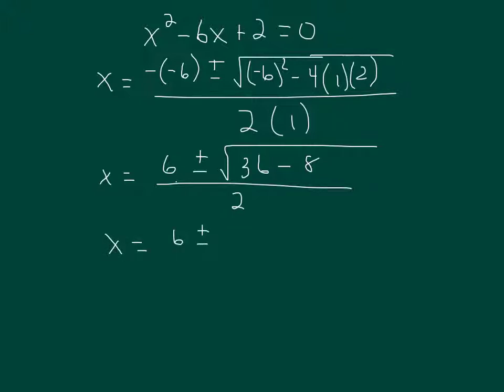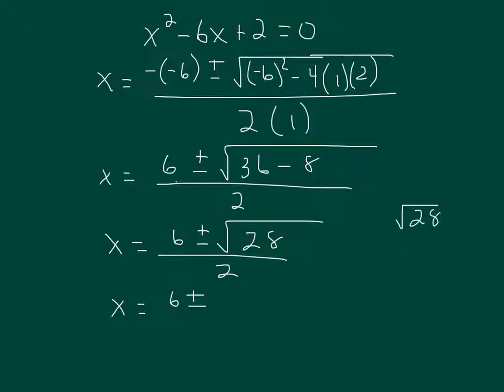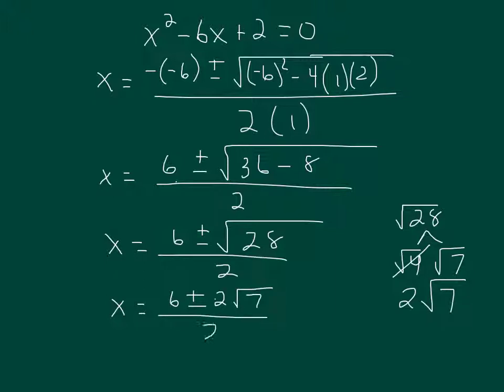All right, then you get x equals 6 plus or minus the square root. 36 minus 8 is 28 all over 2. Okay, let's break this down. That square root, right, we can break that down, that radical. So we get x equals 6 plus or minus the square root of 28. I'm going to do it off to the side. Okay, it breaks down into root 4 times root 7, and root 4 becomes 2 root 7. So 6 plus or minus 2 root 7 all over 2.